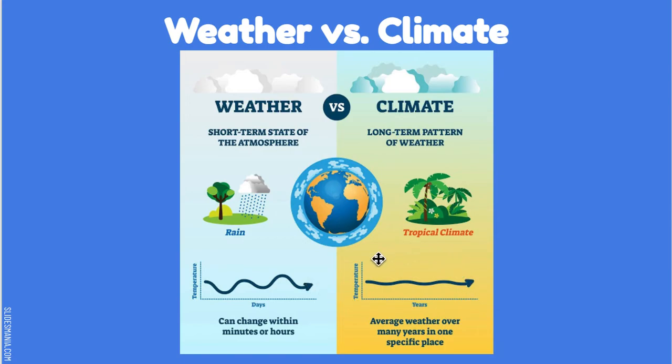Versus the climate, we are looking at a long-term pattern of the weather. We are looking across, for example, 30 years. In the past 30 years, how was the weather? What was the temperature in the past 30 years?